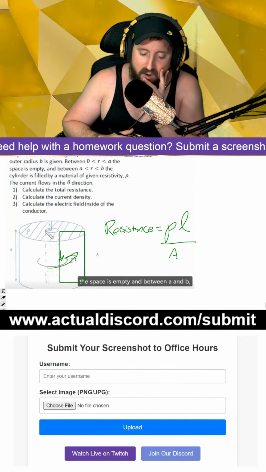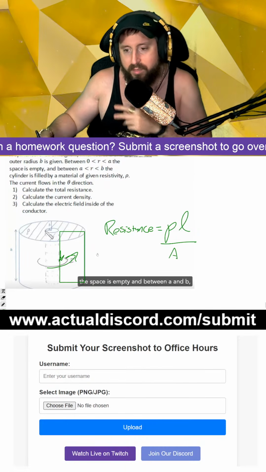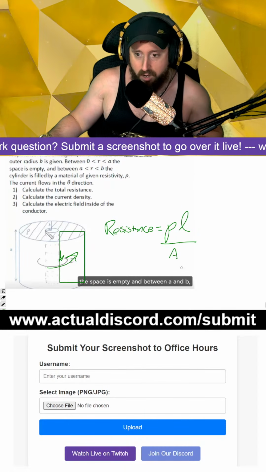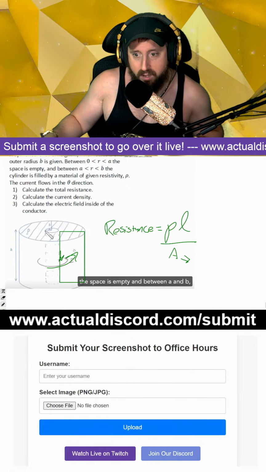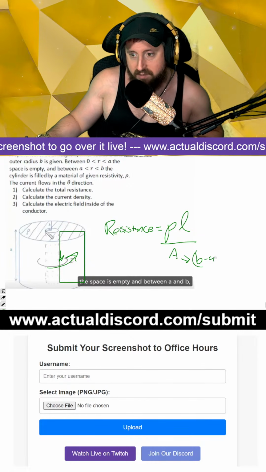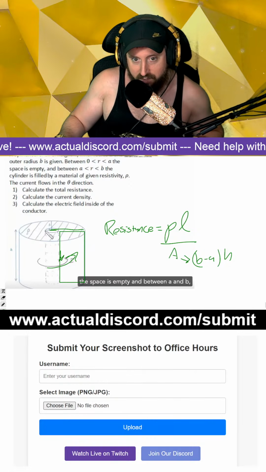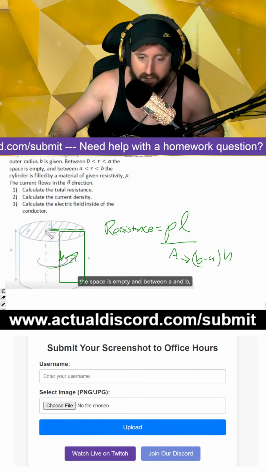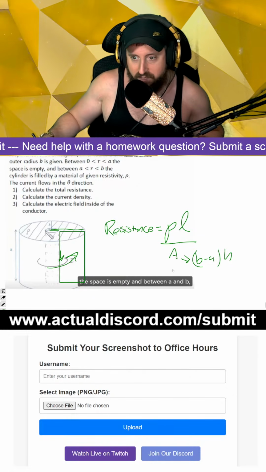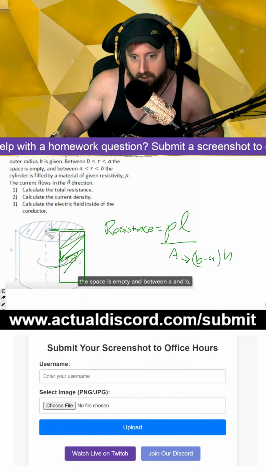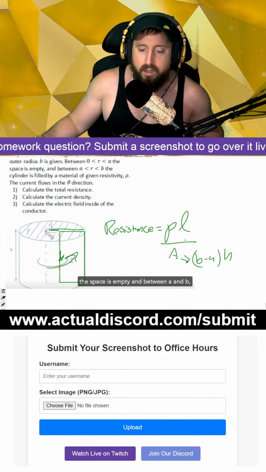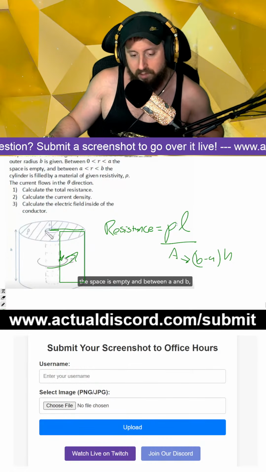And then we're going to divide by the area. The area, I already know. That's going to be b minus a times h. If this whole distance is b and this distance is a, b minus a gives me the length of this rectangle, and h gives me the height. This is going to be an integral, though, for the length.